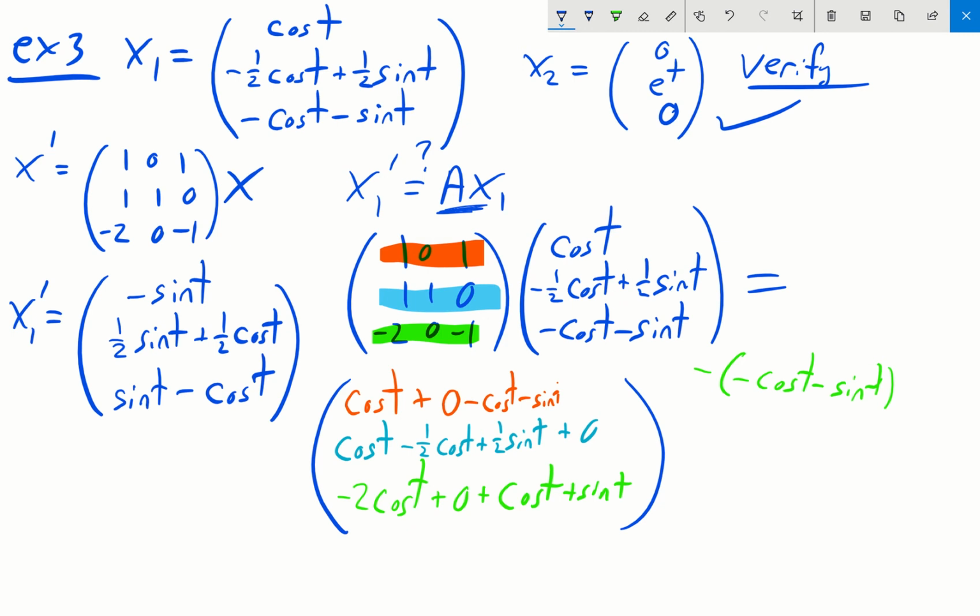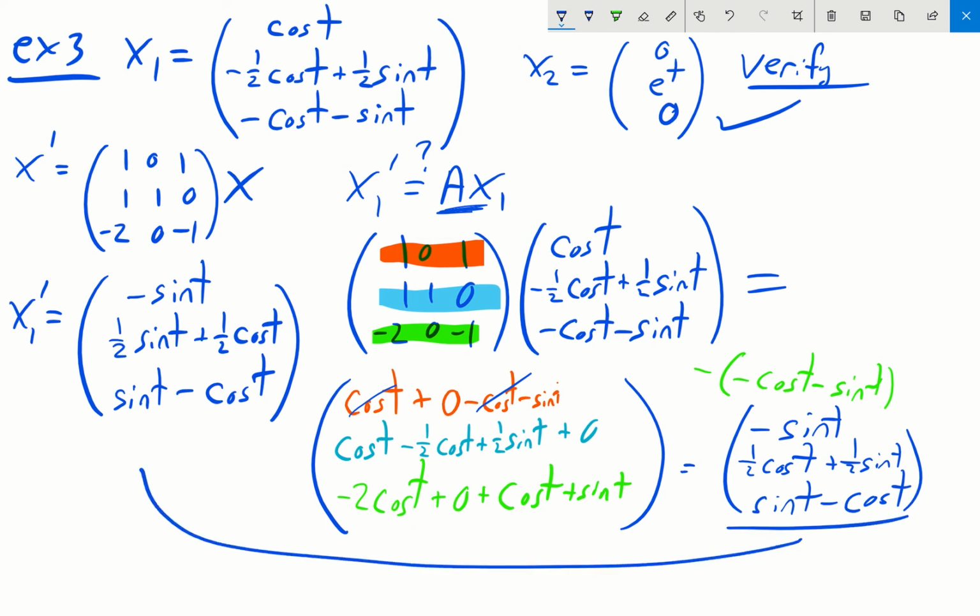And now that we've multiplied it all the way out, let's simplify what we can. These cosines cancel, so we're left with negative sine t. Here, a cosine t minus 1/2 cosine t will give us a positive 1/2 cosine t plus 1/2 sine t. And then down here, we have a sine t. Negative 2 cosine t plus cosine t will give us a negative cosine t. And sure enough, if we check it, this is indeed equal to x1 prime. So that also shows that x1 is a solution to this system.